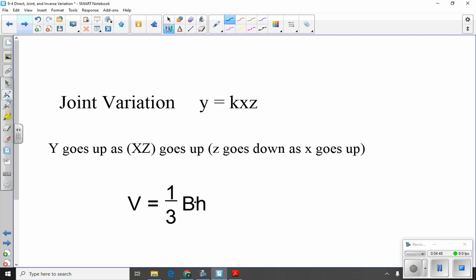As one goes up, so does the other. And as one goes up, the other might have to go smaller. So we can solve for any of these three variables if we have two of them. So joint variation looks like y equals kxz. In this case, the 1/3 is our k, our constant.